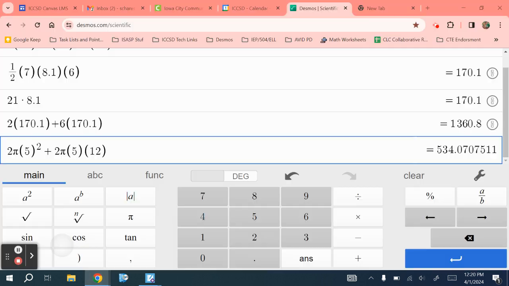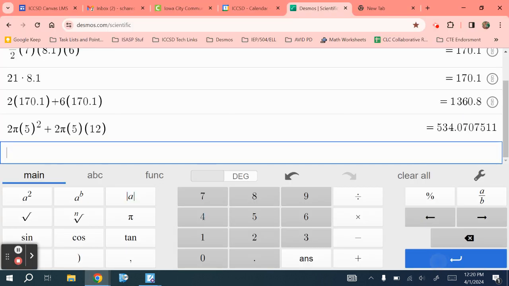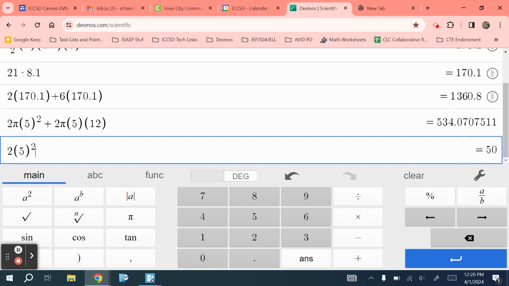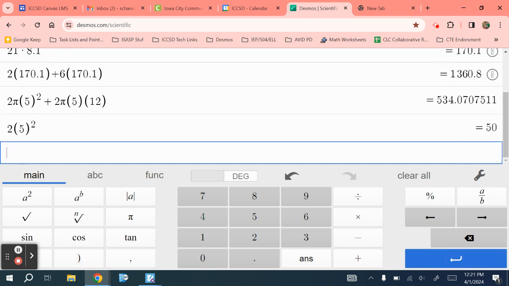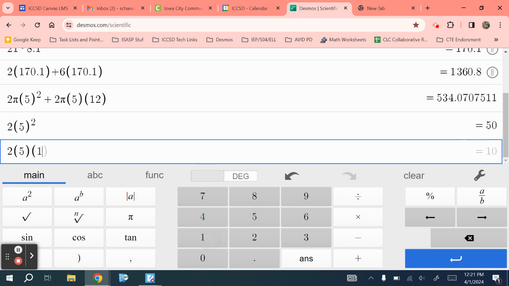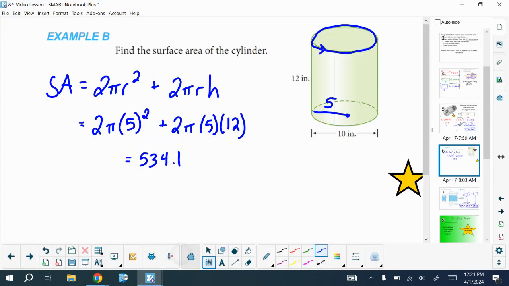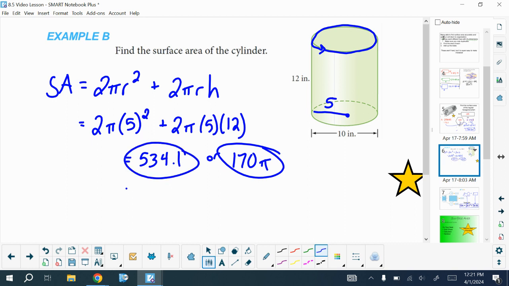Alternately, even with my calculator, one thing I could do here is I could start doing this in terms of pi. So if I had 2 times pi times 5 squared, I can also just type in the pieces without the pi. So 2 times 5 squared gives me 50. And then I could also do 2 times 5 times 12, which is 120. And so between those two, I have 170 pi, 170 in terms of pi. And that's also an option. If you leave out the pi in the calculator, you can put the pi back in at the end and leave it in terms of pi.